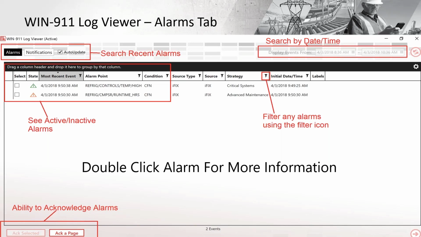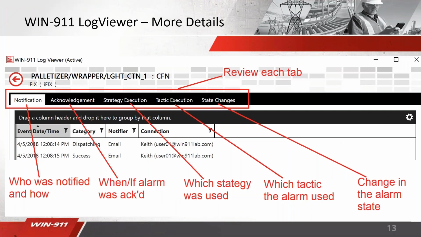You can also acknowledge the alarms from this page, and you can double click into the alarm to get even more information, which is what we're going to go into now. You double click it and you get this view. So you can see we're in this palletizer wrapper light CTN1 alarm, and you can see it's dispatching email to Keith and it was successful.